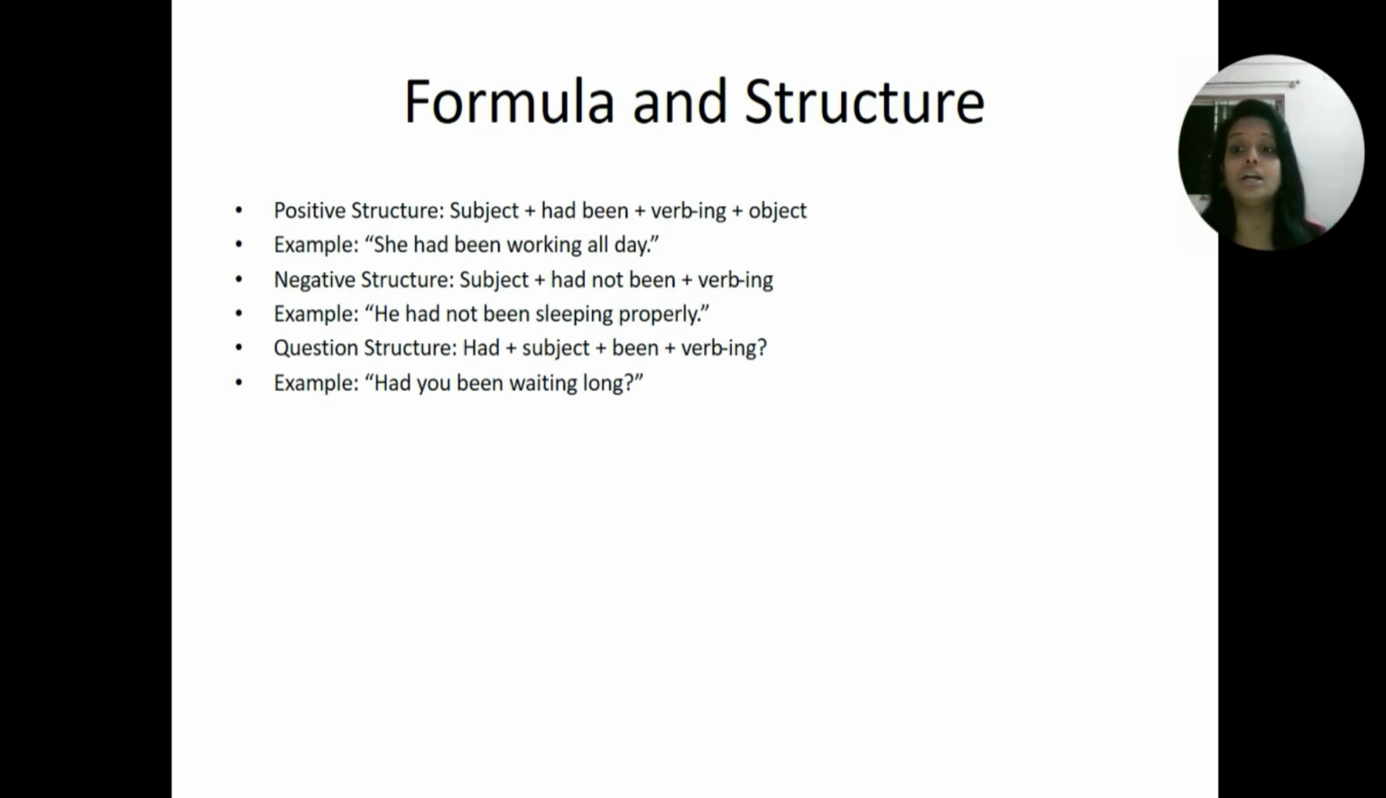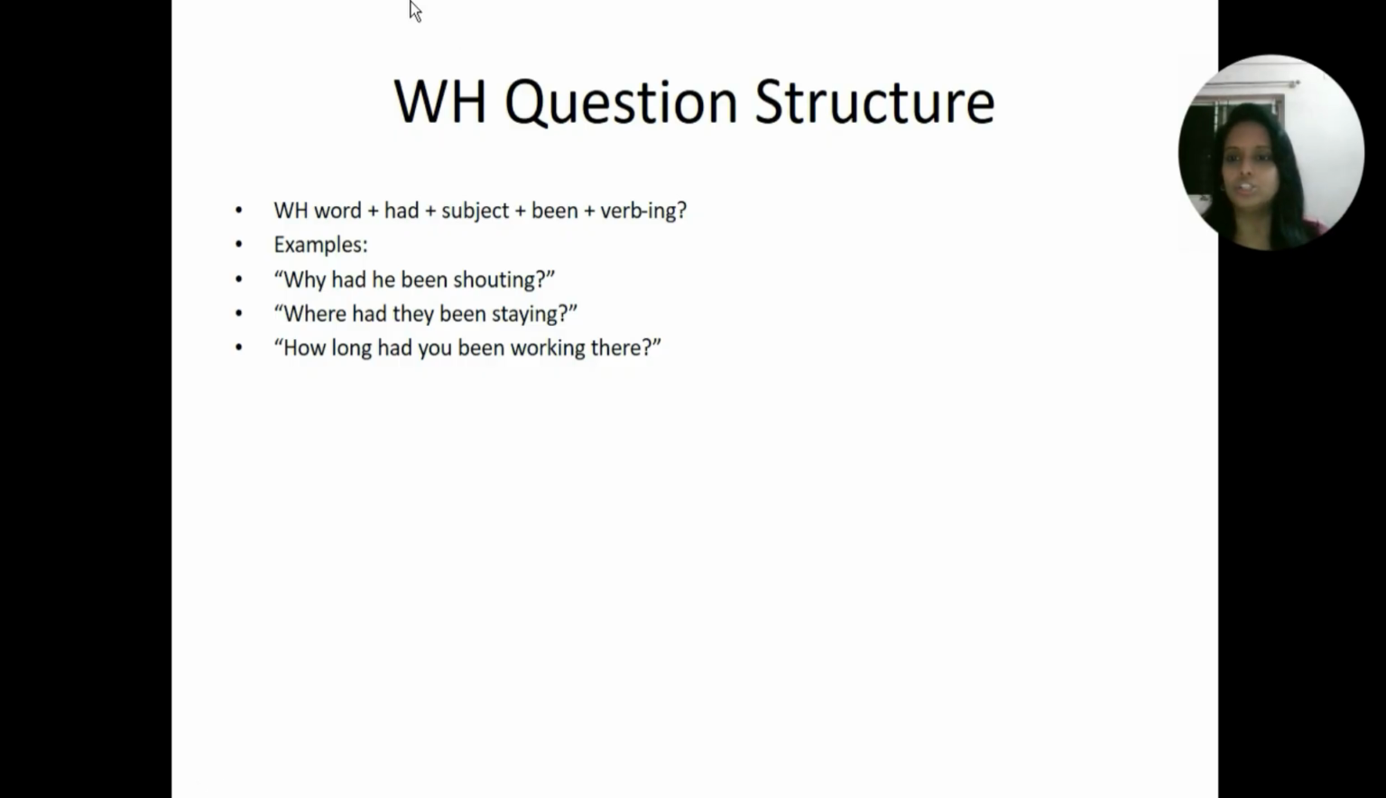Got it? And when it comes to the question structure, the structure is had plus subject plus been plus verb ing. Had you been waiting long? Had she been studying before the exam? Had they been traveling all night? Got it? And there is another structure with WH question. Okay. So here, WH word plus had plus subject plus been plus verb ing. These are important grammatical formats. So kindly make a note of it.